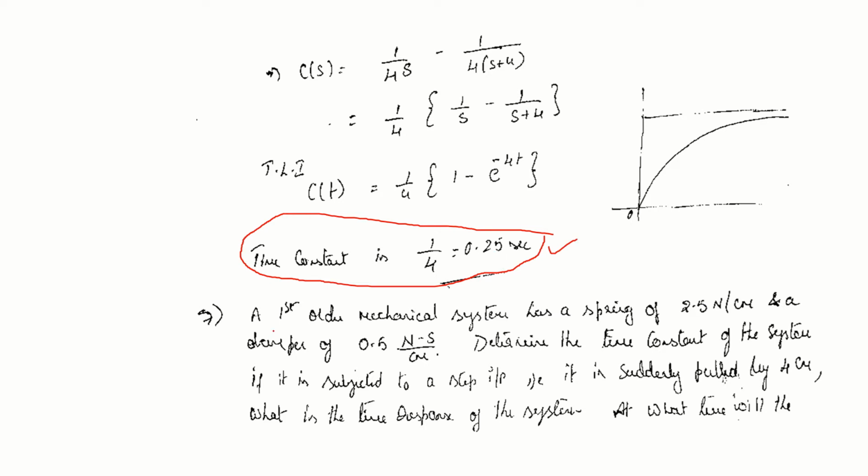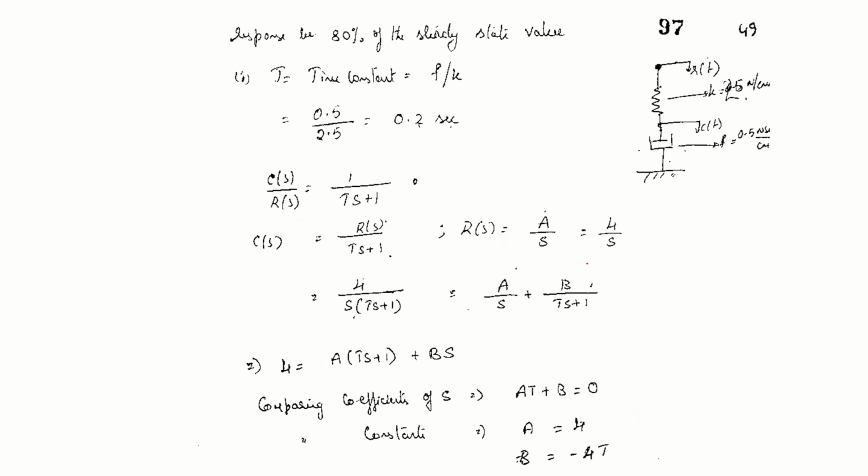Okay. A first order mechanical system has a spring of 2.5 Newton per centimeter and a damper of 0.5 Newton second per centimeter. K is given and C is given. Determine the time constant. You know F by K or C by K is the time constant. Subject it to step input. If it is suddenly pulled by 4 centimeter, what is the time response of the system? At what time will the response be 80% of the steady state value?